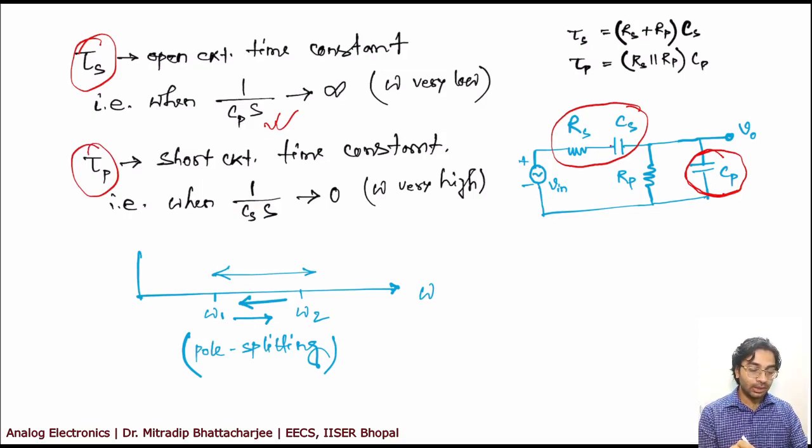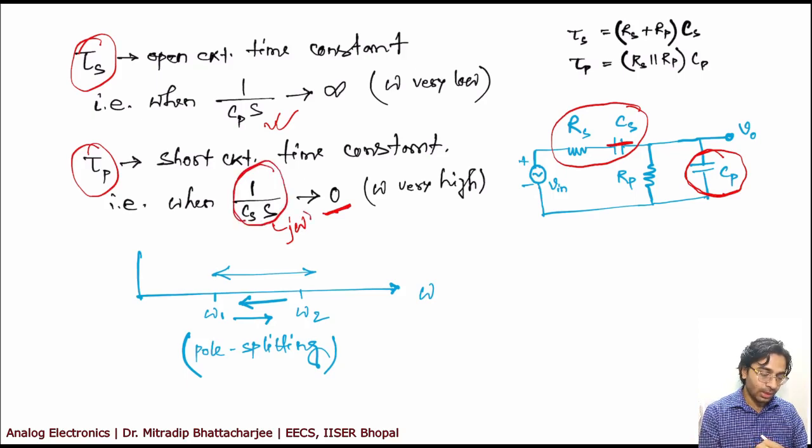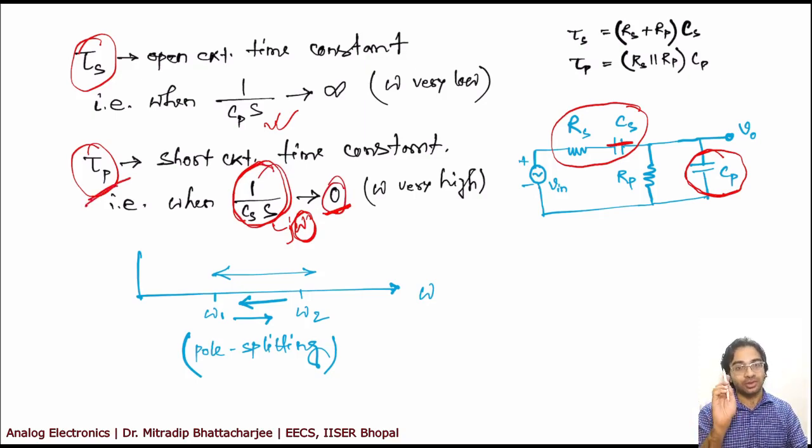That means when you consider this as short circuit, then what will be the value of 1 by Cs into S? It tends to 0, right? Now S is j omega, right? So at what condition will this value become 0? When your omega value is very high, because you have a constant Cs. Now for high frequency, you will find this value is almost 0. So in that case, tau p will act as the short circuit time constant. This time constant will be valid.